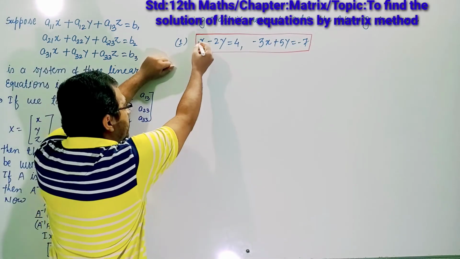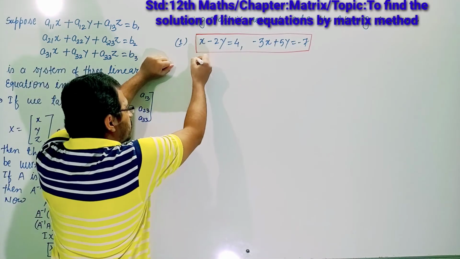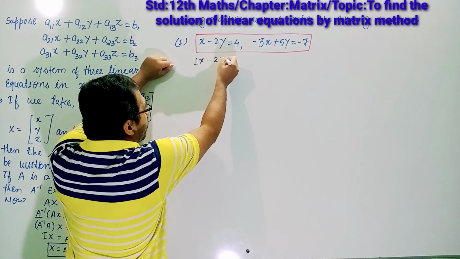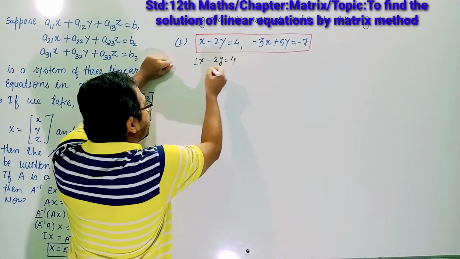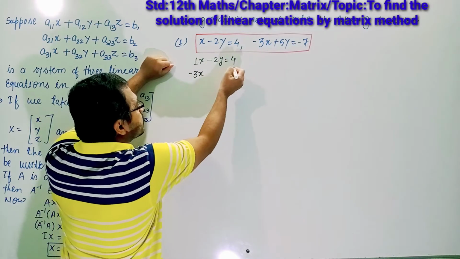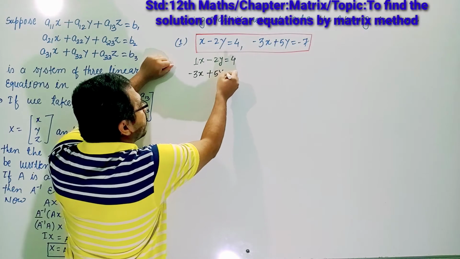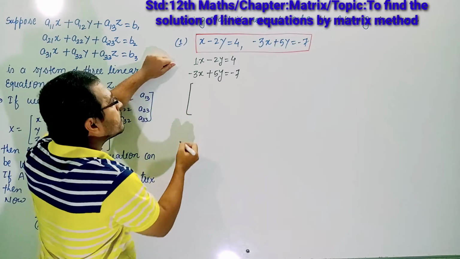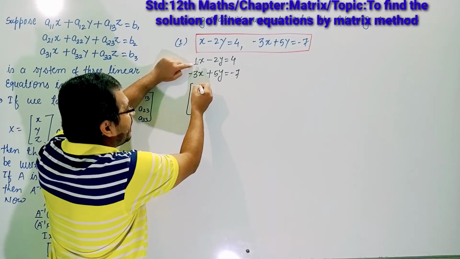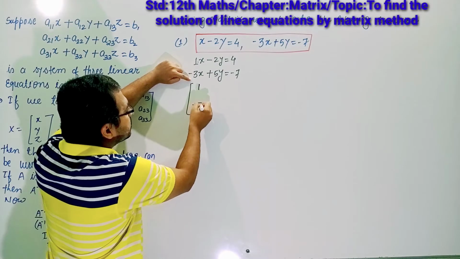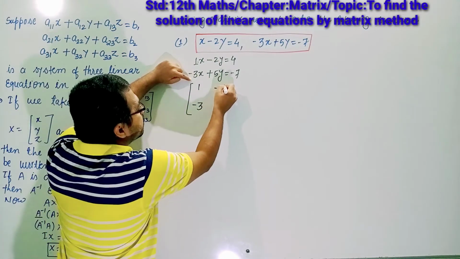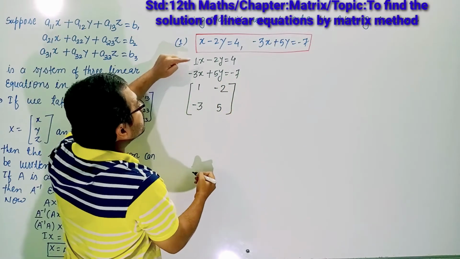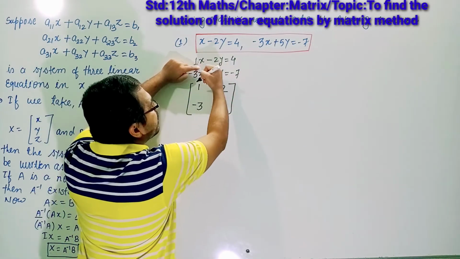Here students, you can see that the coefficient of x is 1. So we can write 1x, that is 1 into x minus 2y is equal to 4. And here is minus 3x plus 5y is equal to minus 7. So we write this equation in the form of matrix: 1, minus 3, and here minus 2 and 5. Right students? These are multiplied by x, y.